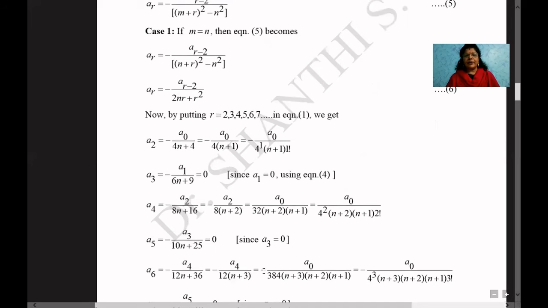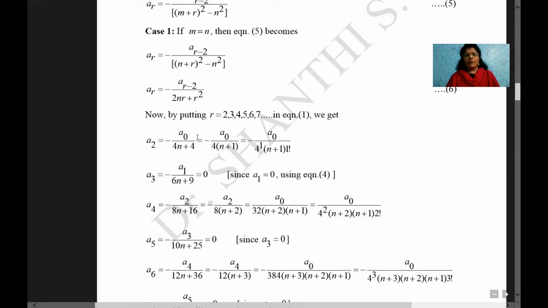I have written like this, but why I have written like this, I'll explain a bit later. Now again, I'm going to substitute the second value of r, that is r is equal to 3. I'll be getting a3 is equal to minus of a1 divided by, r is 3 means 6n plus 3 square is 9. But what is the value of a1? a1 is 0 using equation 4. In equation 4, I have proved a1 equal to 0. When I substitute a1 equal to 0, a3 will be equal to 0.